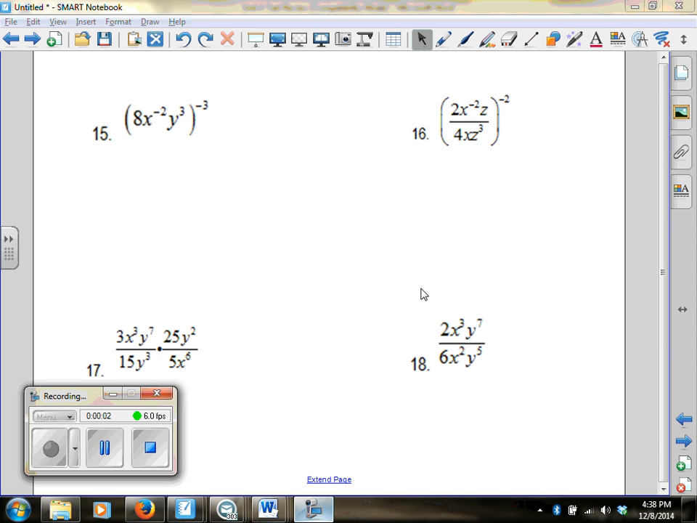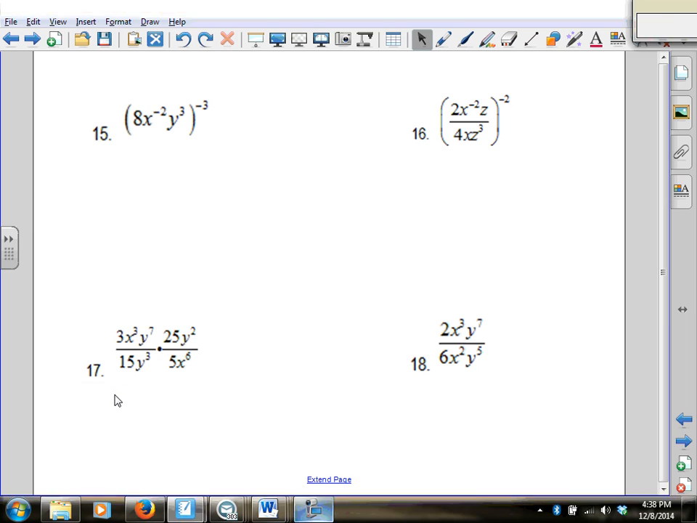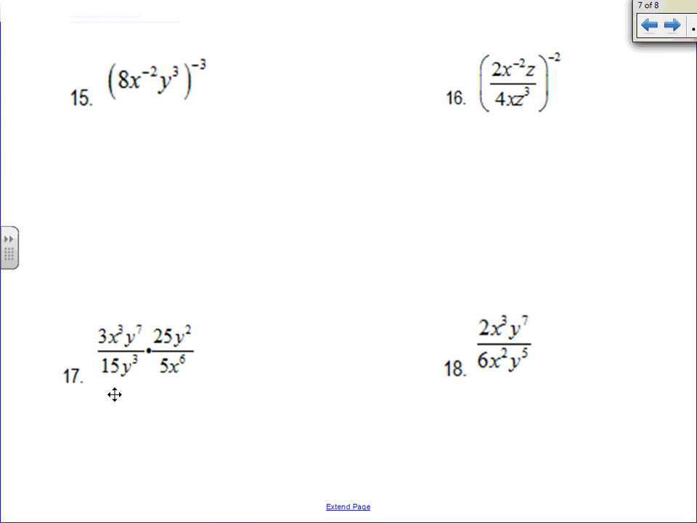Hi everybody, I'm making a video here on problems number 15 through 22 from your Chapter 5 study guide, which are the exponent property problems. Problem 15 is where I'm going to start. You'll notice that there is a set of parentheses where everything is raised to the negative third power. There are a couple different ways that I can handle this. I'm actually going to handle it a different way in problem 16.